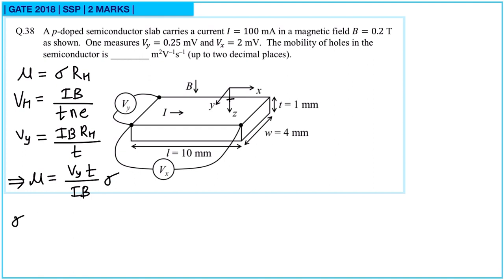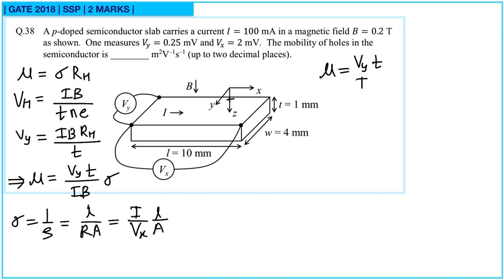But sigma is equal to 1 upon resistivity, so that will be R a by L. But R is equal to voltage upon current. Voltage is in x direction, so Vx upon I, and then we will have A upon L here. So let us substitute this in this equation. So we will have mu is equal to Vy T upon IB into sigma, which is I into L upon Vx into A. So I will cancel out and we will get mu is equal to T into Vy into L upon B Vx into A.